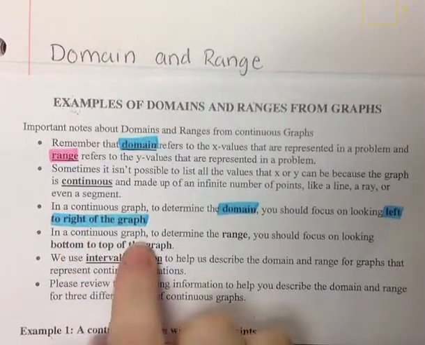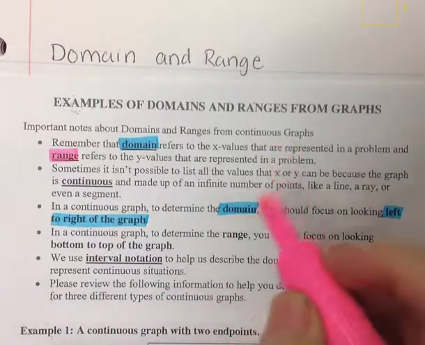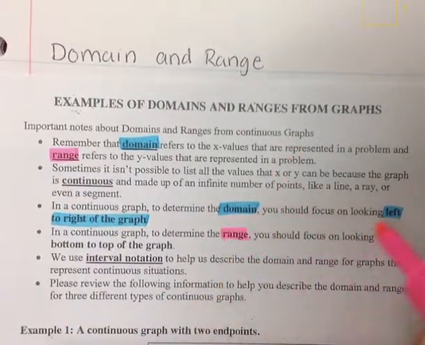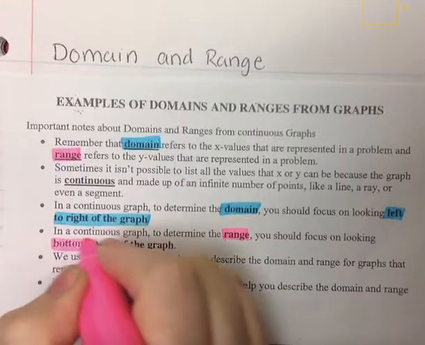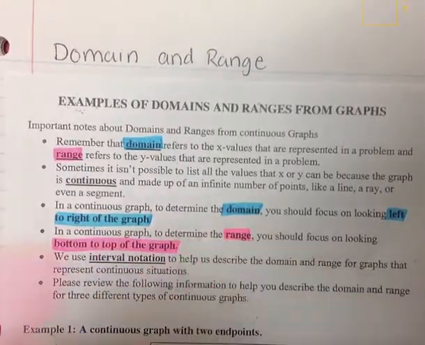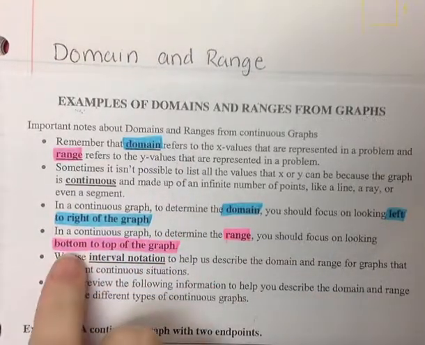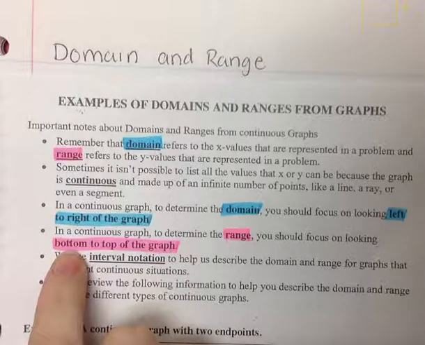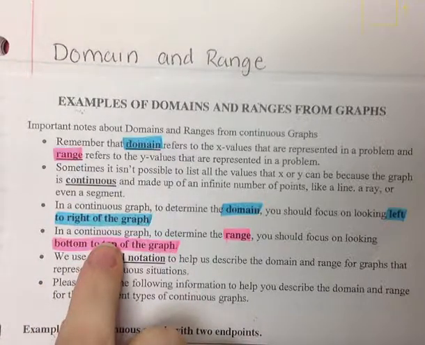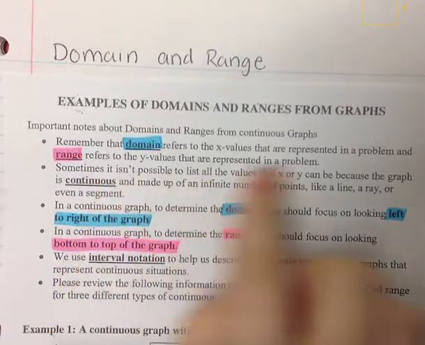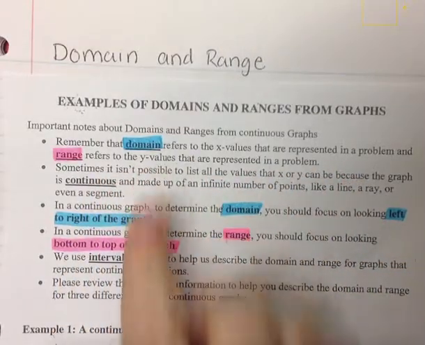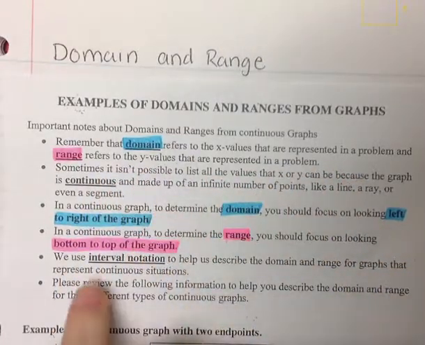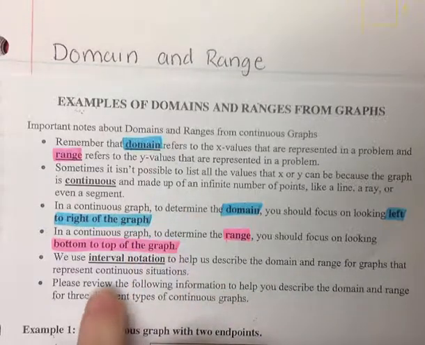Also, in a continuous graph, to determine the range, you should focus on looking from bottom to top of the graph. Again, the bottom is your smaller values of the graph, and the top is the higher values. Range are the y values. Y's go up and down in value, or up and down on the graph.